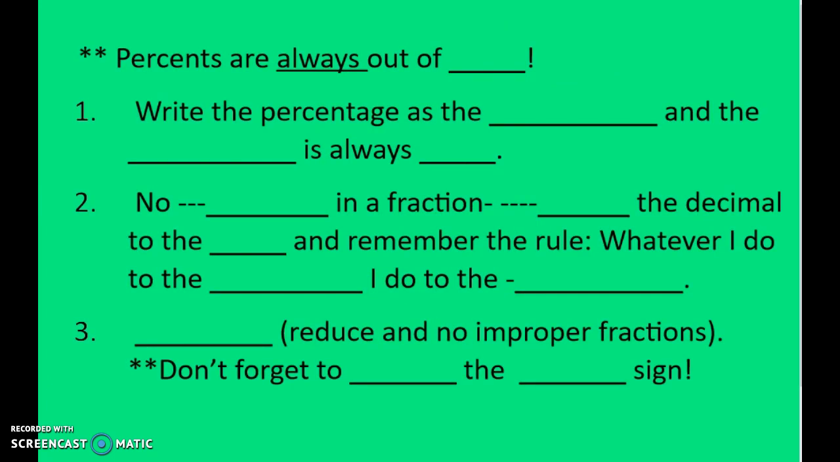All right, the next slide, going from fractions to percents. I'm sorry, from percents to fractions. The other way. We need to know that percents are always out of 100. You've got to know that. Always, always, always out of 100. Okay? We are going to write the percentage as the numerator. And the denominator is always 100.